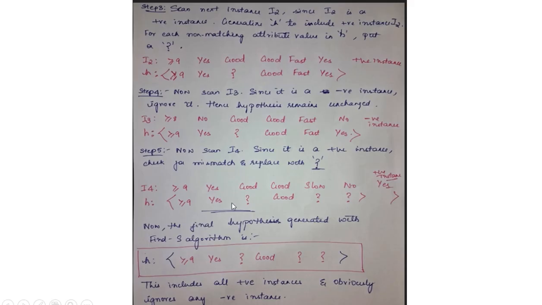So now we are done with the last instance. The final hypothesis is nothing but this, right? The final hypothesis generated with the Find-S algorithm is greater than or equal to 9, yes, question mark, good, question mark, question mark. This is the final hypothesis. What you can conclude is that this final hypothesis generated with the Find-S algorithm includes all the positive instances and obviously ignores any negative instance. We did not consider any negative instance, and therefore this is a hypothesis which we have obtained only for the positive instances. So that's it.